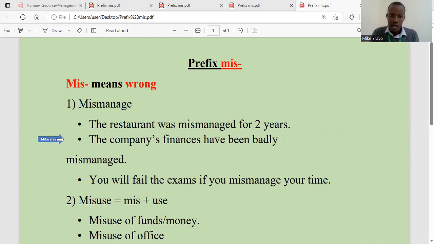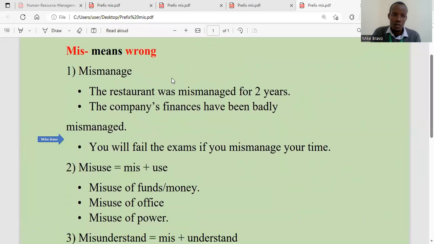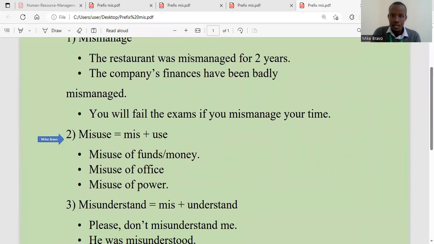Another example that we have is: the company's finances have been badly mismanaged. The company's finances, which means money or funds, have been badly mismanaged. So mismanage means to manage something in a wrong way, in a way that is not the right way things should be done.